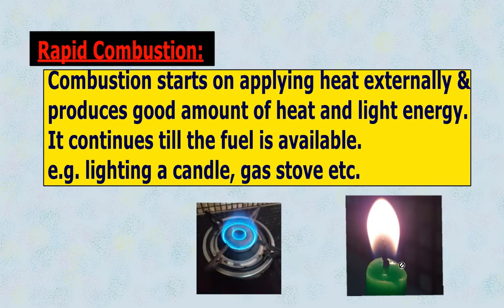So what happens here? With the help of a burning matchstick, we apply heat externally and we start combustion in a candle. Similarly, in case of the gas stove, this gas stove is connected with the LPG with the help of a tube. And we switch on the gas stove and we ignite it with the help of a burning matchstick or with the help of a lighter. And as we apply heat externally, rapidly it starts combustion. So LPG and candle, these can rapidly start combustion. So these are included in the category of rapid combustion.